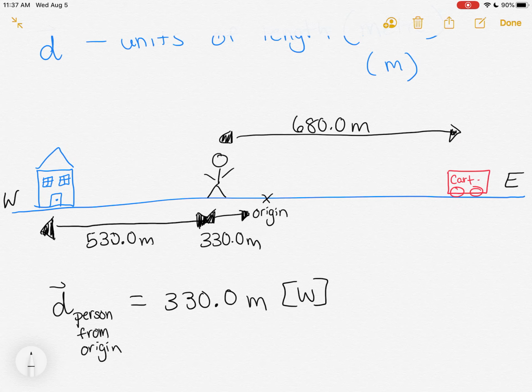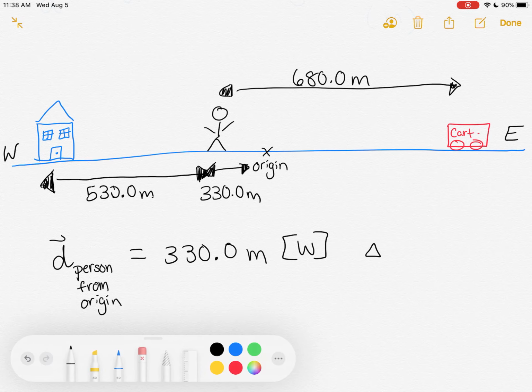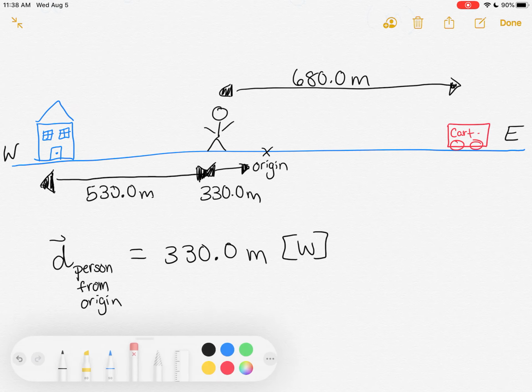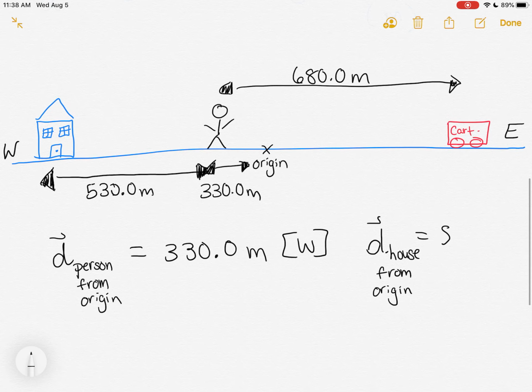Okay, the next one we're going to do is I want the position of the house from the origin. And again, don't forget, it's going to need a direction associated with it. And so the house is 530 meters from the person, but the person is 330 meters from the origin, meaning that the house is going to be 860.0 meters. And again, it's to the west of the origin. So that's going to be our direction there.